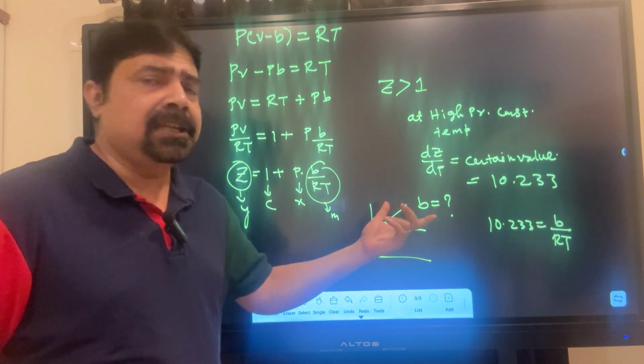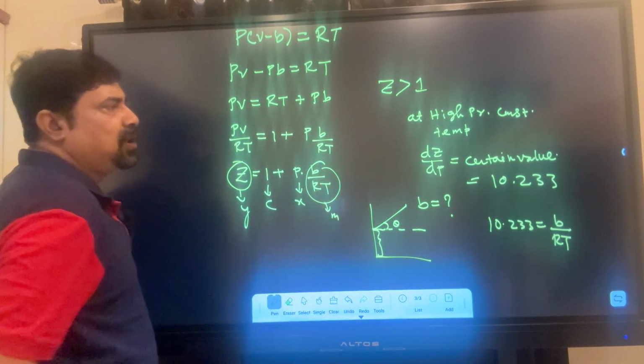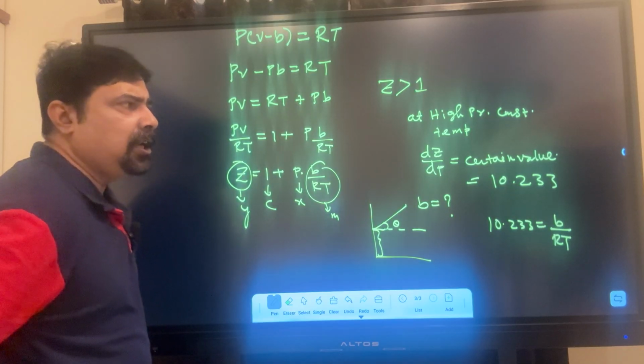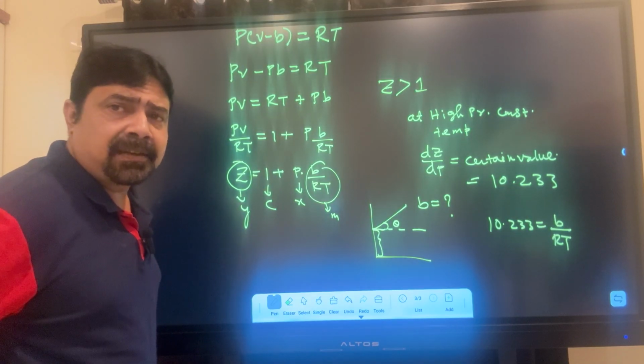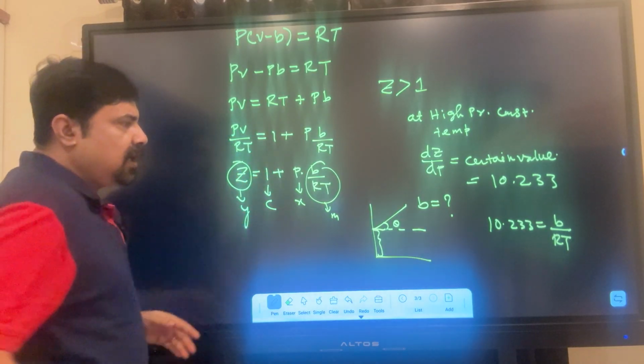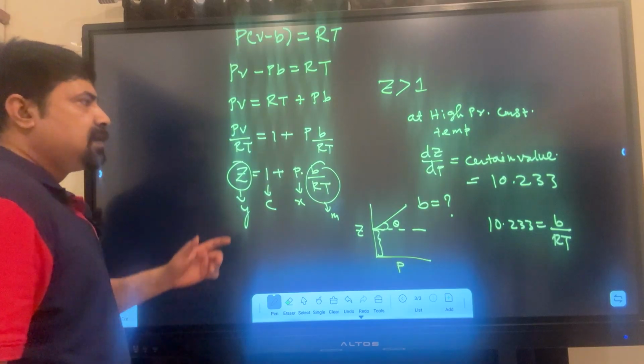That is the question they ultimately will ask. They will give you this data: at high pressure and constant temperature, dz by dp is 10.233. They'll ask you what is the volume of one molecule. From there I understood this is my z versus p plot.